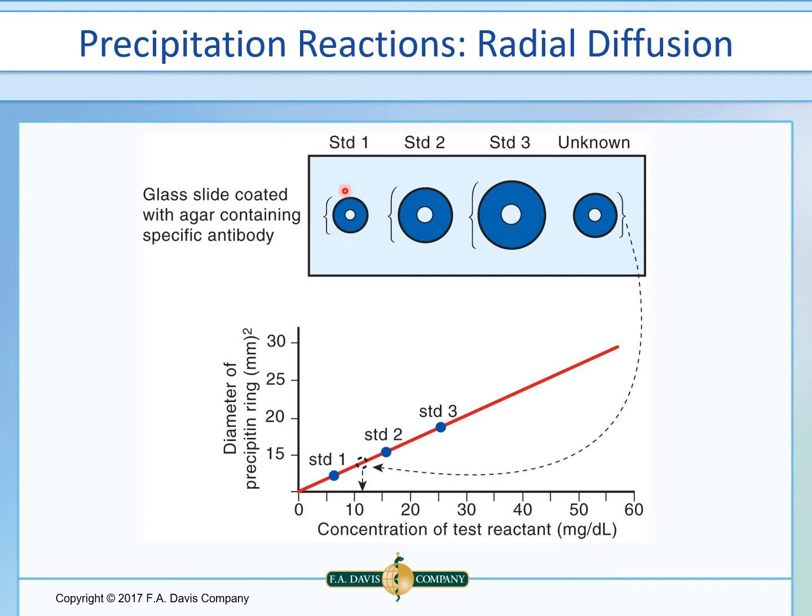So here we have the standards 1, 2, and 3 on the glass slide, along with the unknown patient sample. And here you can see that the standards have been plotted on the graph, and then the patient unknown concentration can be determined based off the standard curve or plot.